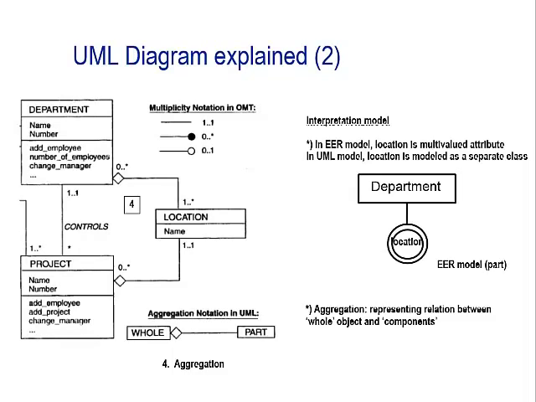Some further information you can see here. Remember, in the ER model, we could model multi-valued attribute types. In our particular case, a department can have multiple locations. So instead of modeling this as a multi-valued attribute type, what we did here is we modeled it as a separate class and an aggregation in between. So in UML, location is modeled as a separate class and is related to department.